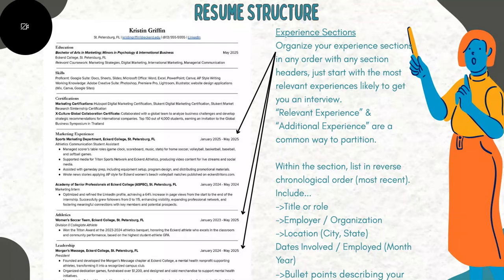Bullet point descriptions should be impactful and focus on achievements rather than just duties. Think about the skills you used or developed and any specific outcomes you achieved. This approach not only makes your resume more appealing, but also gives potential employers a clear picture of your capabilities. We'll delve deeper into writing bullet points in the next section.